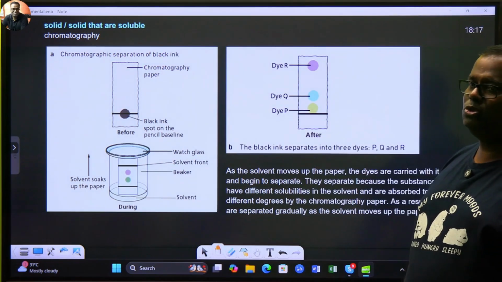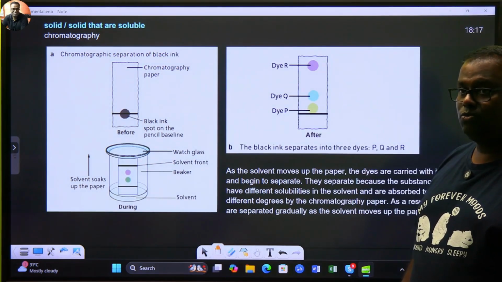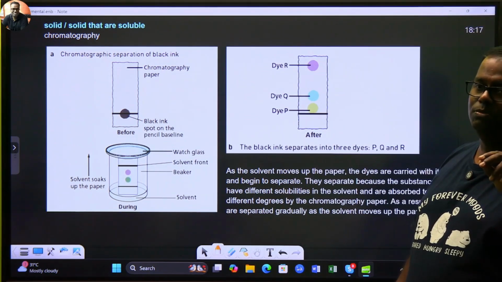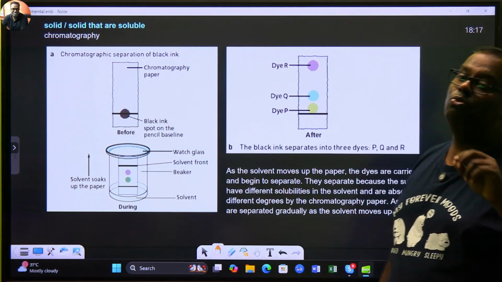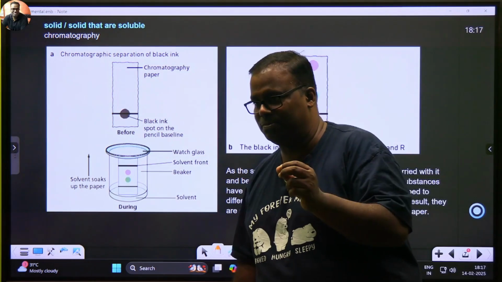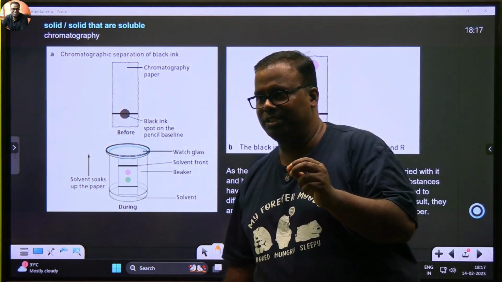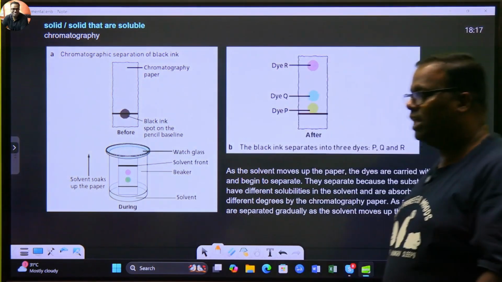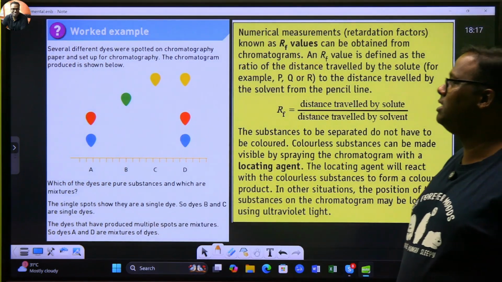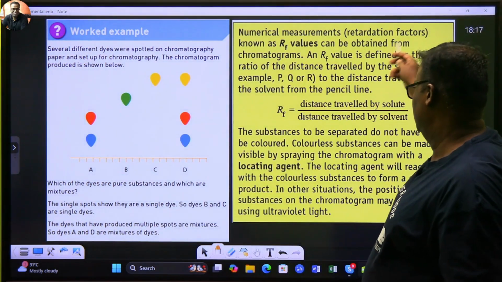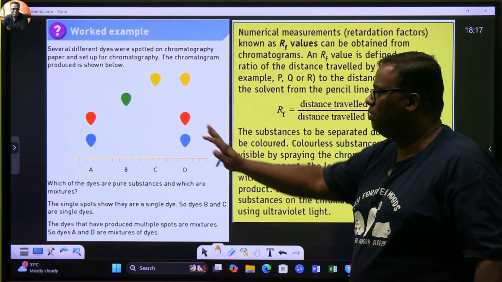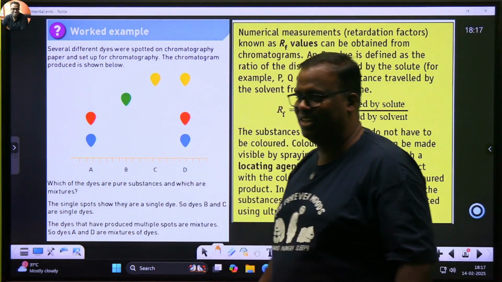Our next job should be that we are on a crime scene and we found something and we need to know what this particular item is. Yes or no, right? So for that, we have to understand something which is known as retardation factor.